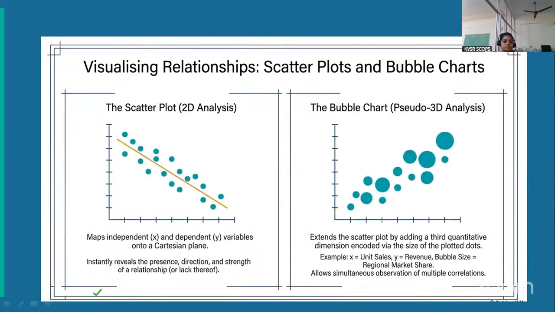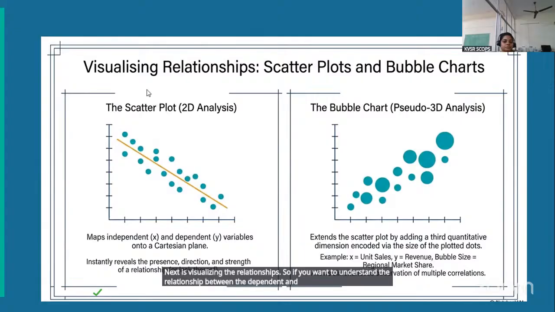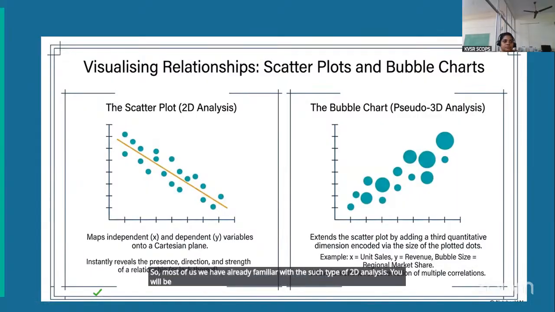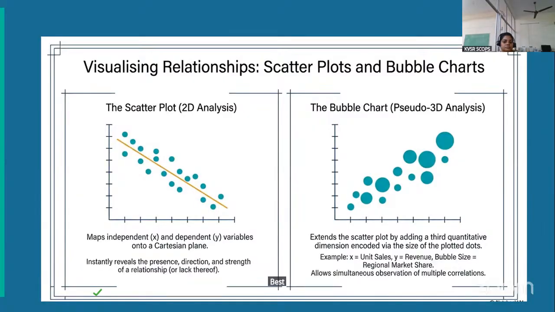Next is visualizing the relationships. If you want to understand the relationship between the dependent and independent variables, we will be using 2D analysis. Most of us are already familiar with such type of 2D analysis. You will be having x-axis concentration and y-axis absorbance. We try to plot a graph and see whether it is following the best fit line curve or not. Such type of data is easy to understand.